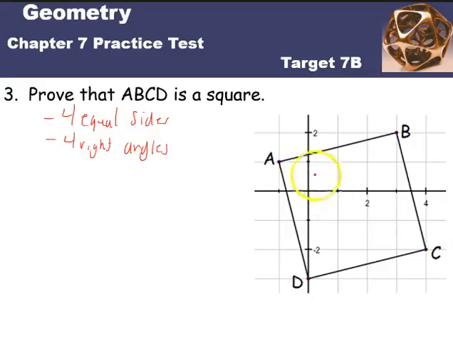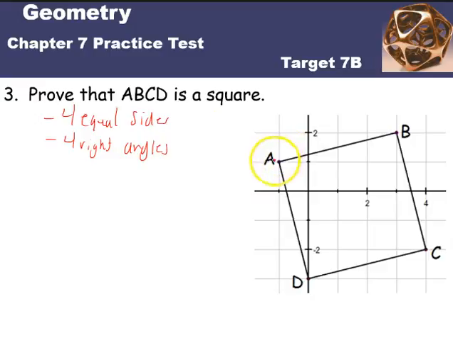So I'm going to find the distance of AB, BC, CD, and AD, and see if the sides are equal. Now it says prove that it is. Now it's not saying determine what it is. If you're determining what it is, you're not sure what it is going in. This is saying prove. So this is a square. We just have to show it.